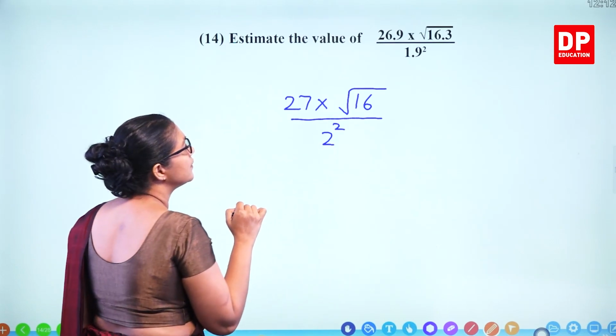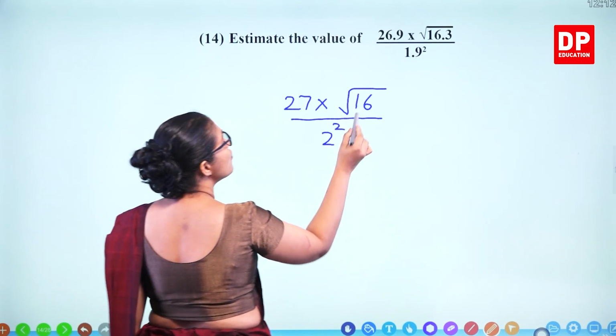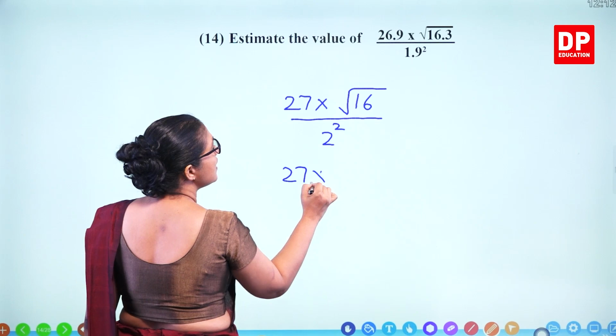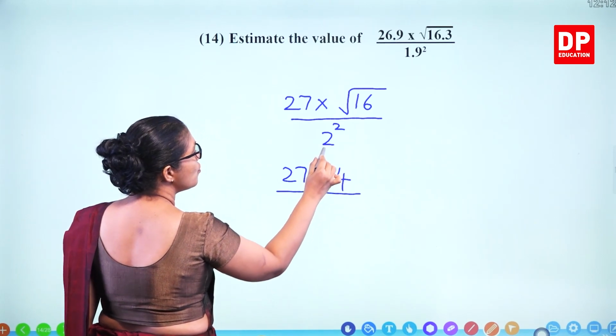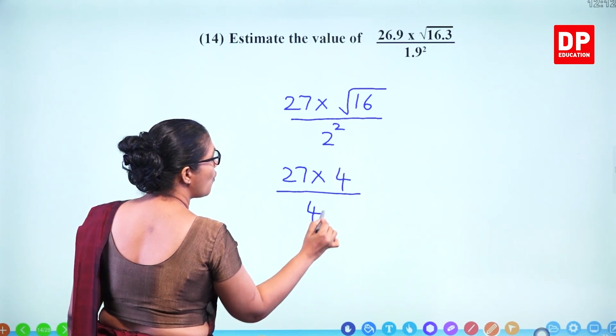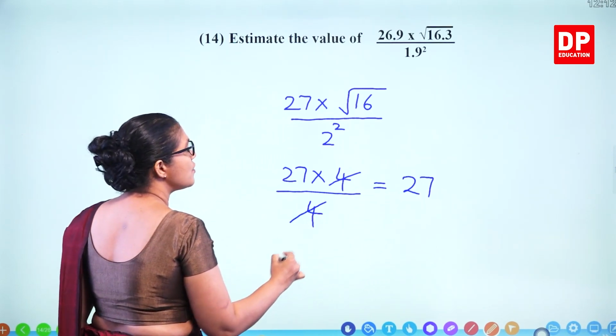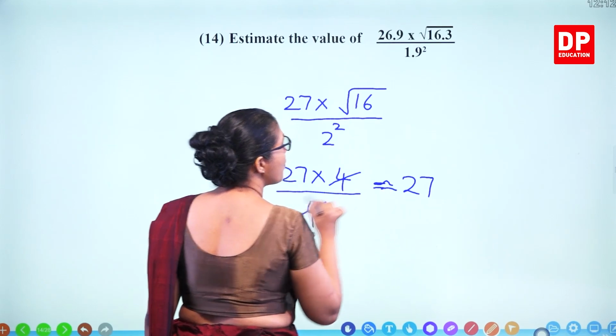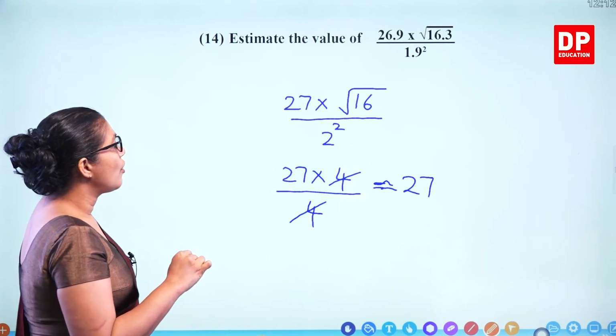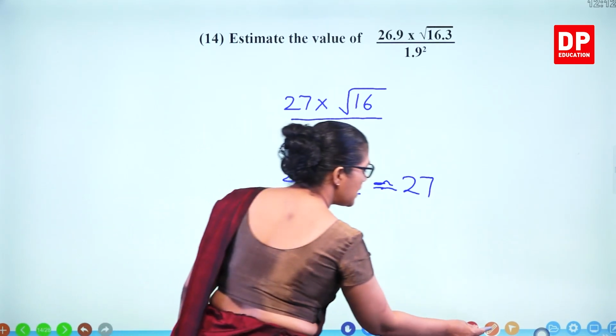So 2 squared. Now we know square root of 16 is 4. 2 to the power 2 is 4. 4 and 4 get cancelled out. Estimated value is 27. So this is an approximate value, not the exact value. So 27.